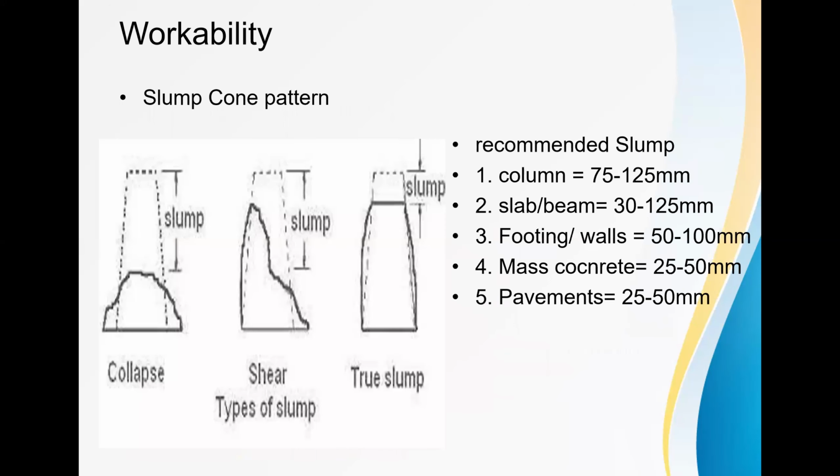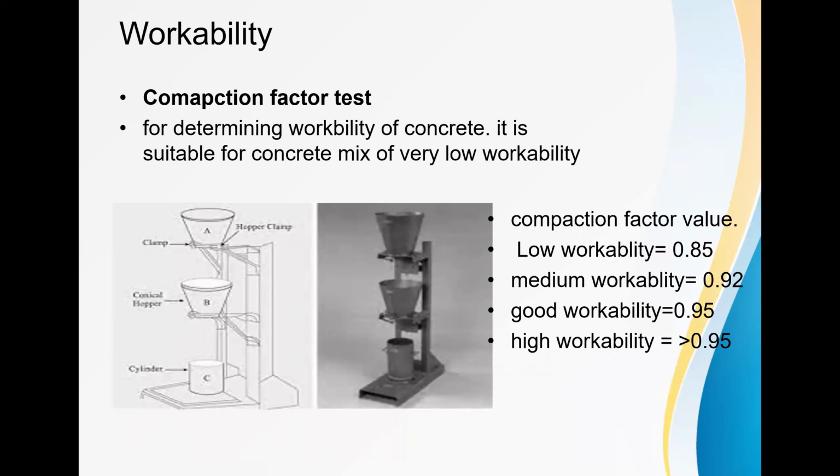Then IS also recommends certain compaction factor values that determine the workability of the concrete. Generally, for low workability, we get a value of about 0.85. If we get a value of about 0.92, the concrete has a medium workability. If the concrete has a value of 0.95, it is good workability. If it is greater than 0.95, we call it very high workability.